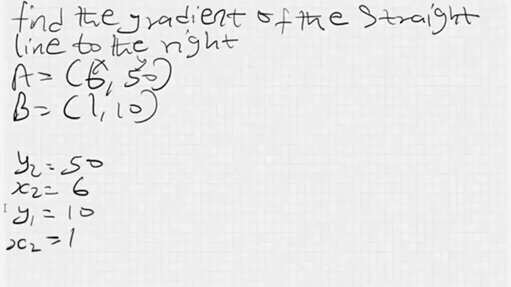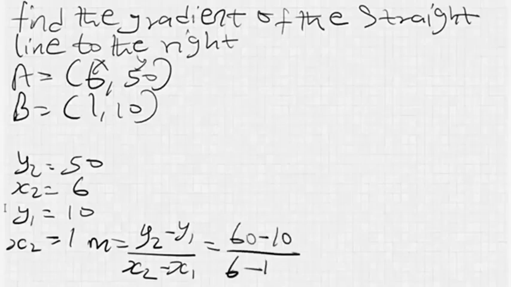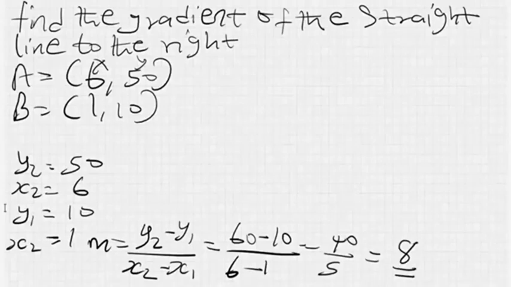The general formula for finding the slope of a graph is that the slope m equals y2 minus y1 over x2 minus x1. When you input the values, you're going to have 60 minus 10 over 6 minus 1, which gives us 40 over 5. So the slope or gradient of this straight line graph will be 8. Let's use a graph to illustrate this. Let me get a graph and show you how you can use the graphical method to get the slope if you don't want to do it directly with this formula.